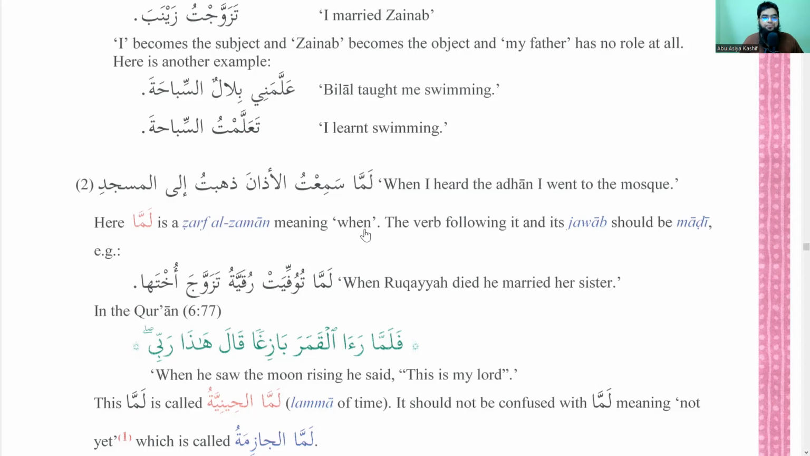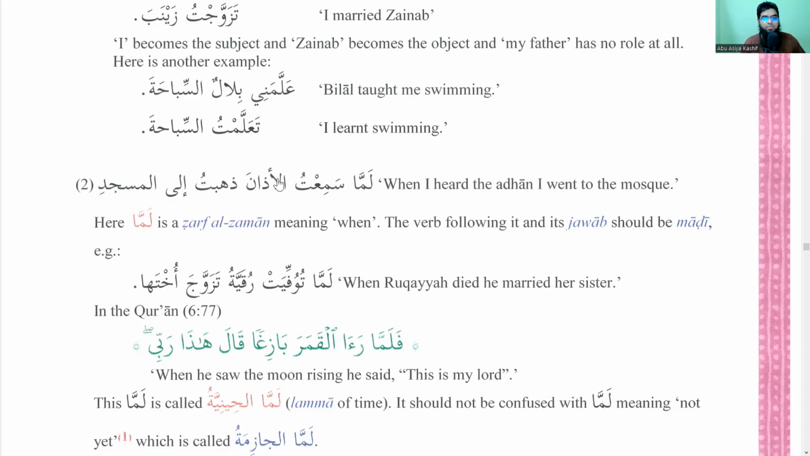One is lamma, I did not yet do something. Like lamma yaji al-mudiru, the principal did not yet come. But this lamma is more common. This lamma means when, and this is mostly used, from what I remember, with verbs. We don't use lamma with nouns. Lamma is used with when, and this is very common. Falamma ja al-bashir. Falamma ra'a al-qamara bazighan. There are so many times you see this lamma.